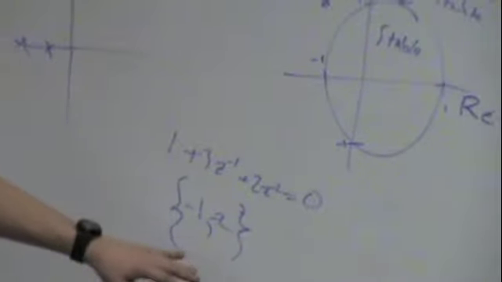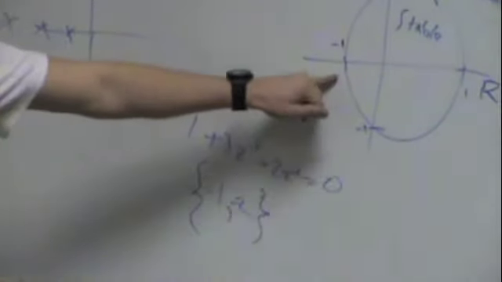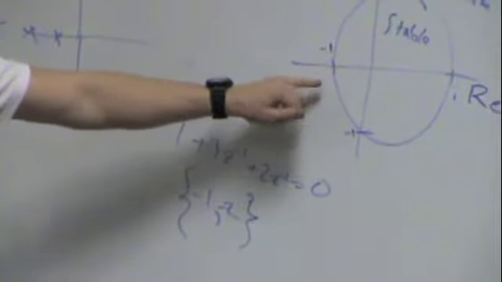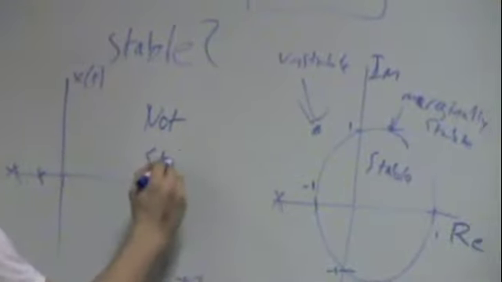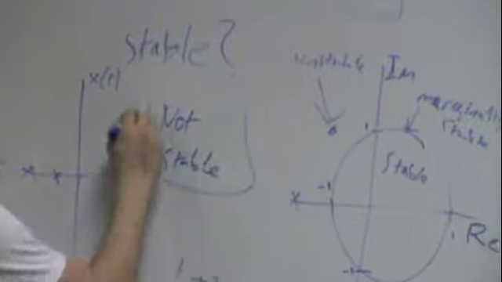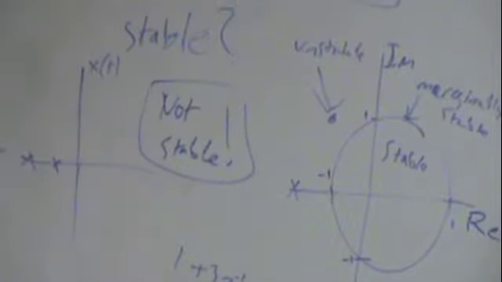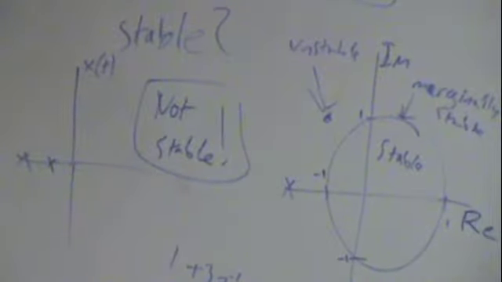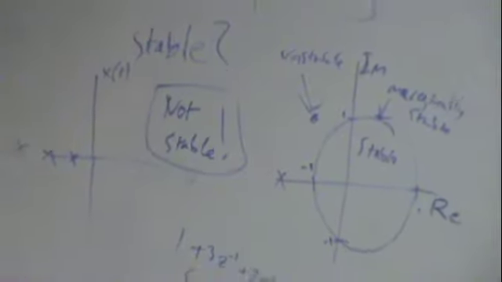So we look at this and we notice that this one is on the circle, so we know that it's marginally stable. But this one is outside over here, which makes the whole thing unstable. So we know that it's not stable. And it's a big deal because unstable filters are not useful most of the time. Anyway, we don't need to worry about that.